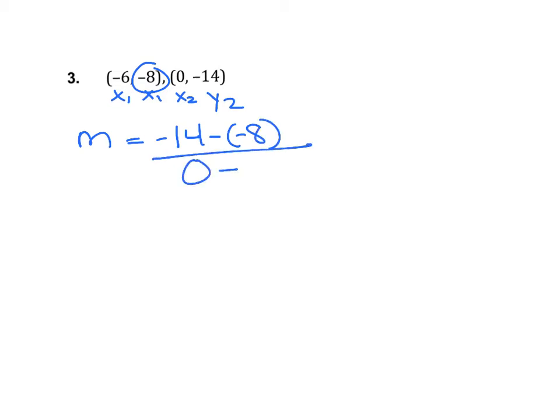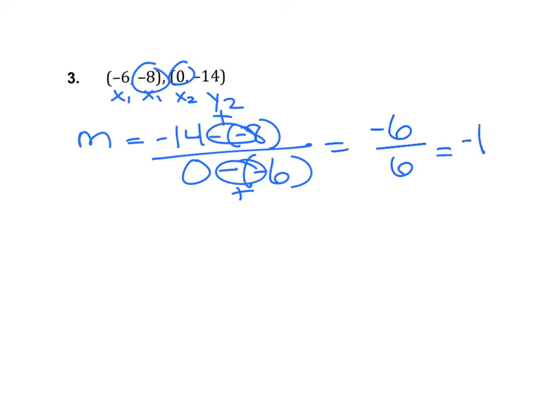All right, number 3. We're going to find the slope, find the y-intercept so that we can write the equation. So again, our slope, x1, y1, x2, y2. We're going to take our negative 14 minus, now don't forget that this was a negative 8, so minus negative 8, all over 0 minus, here's our x2, minus negative 6. So again, remember that two negatives make a positive, and we're going to have that here as well. So negative 14 plus 8 is going to give us a negative 6, and then 0 plus 6 is giving us a 6. So we have a slope of negative 1.